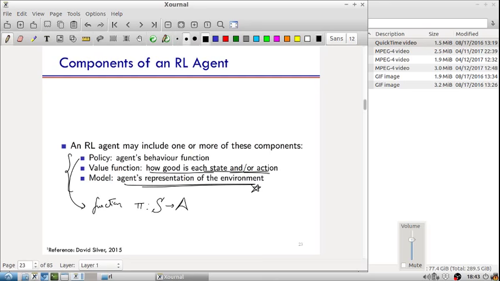Model just means the model of the environment. The agent is taking actions in a setting, in the environment, and it's changing states because of its actions. If the agent knows everything about the environment, then it's not called a reinforcement learning problem. It's just called a planning problem. This is just an aside.